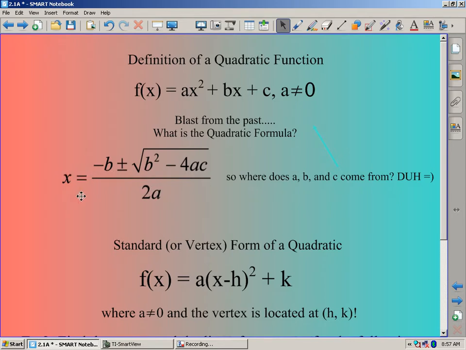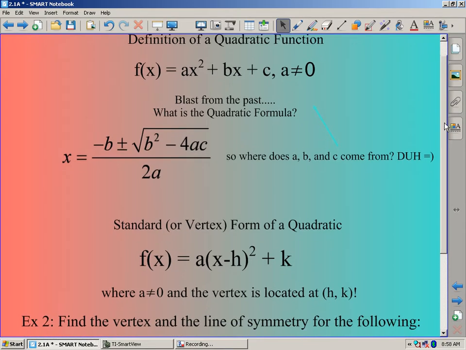And then we need to remember our quadratic formula, which is used to solve for x values, to find out where we're crossing the x-axis, and that's really what we're using this for. So make sure you have this down. If you don't remember it, maybe somebody in the class will sing the song for you.